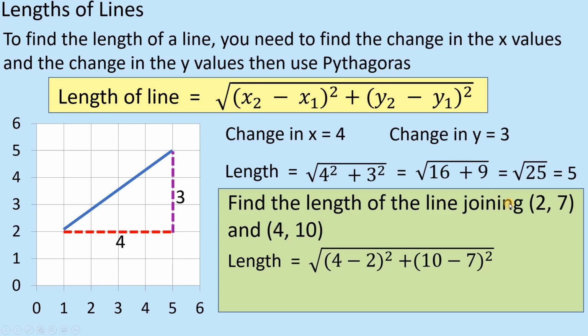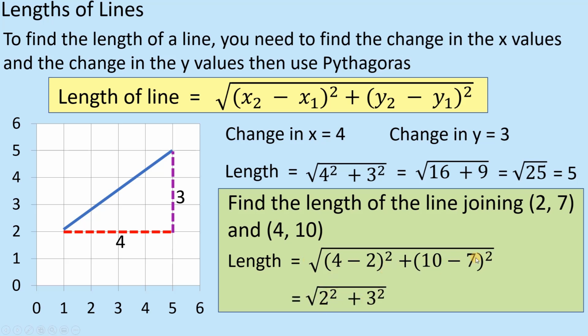What's the difference in the x's? 4 take away 2. That's the difference in the x's. That's this little bit, so it's got a difference in the x direction of 2. The difference in the y's, 10 take away 7, is 3. So what I've got is 2 squared and 3 squared. There you go, so I've written it down.